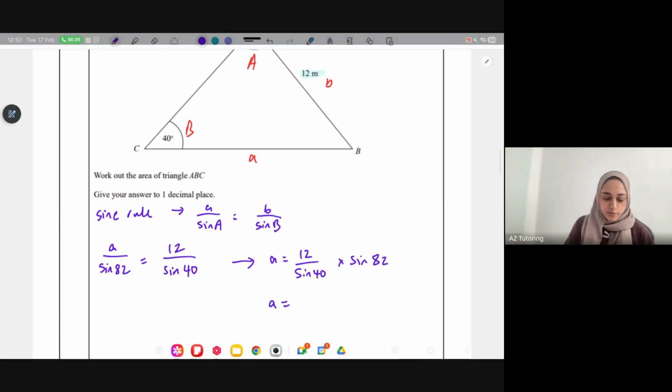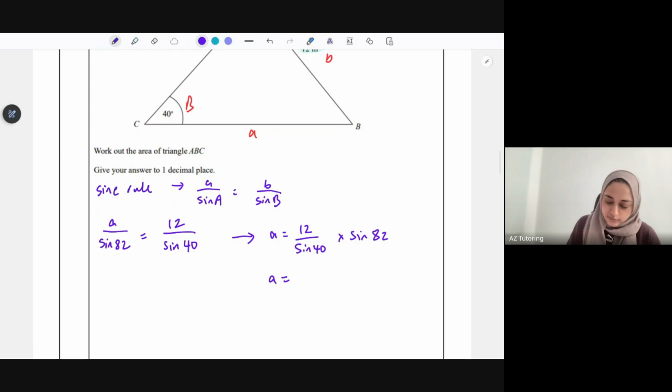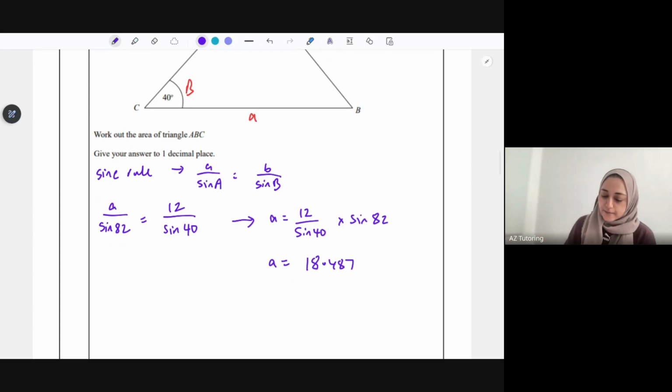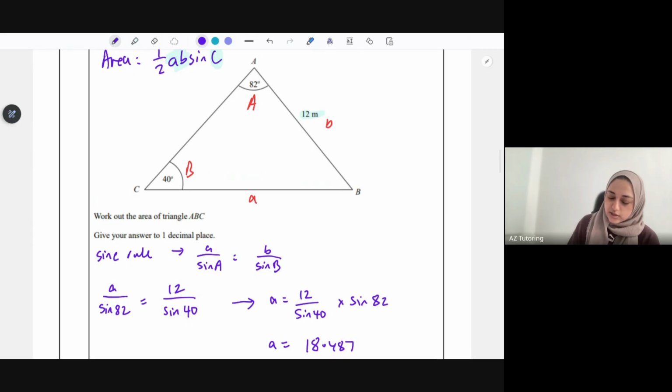So a equals, putting that in the calculator, you should get 18.487 to 3 decimal places. I don't want rounding errors, so don't round it to 1 decimal place here. Keep a few decimal places. Okay, so we've got a. I know this over here now. Rub that out. I know that is 18.487. So now I can use the area of a triangle.